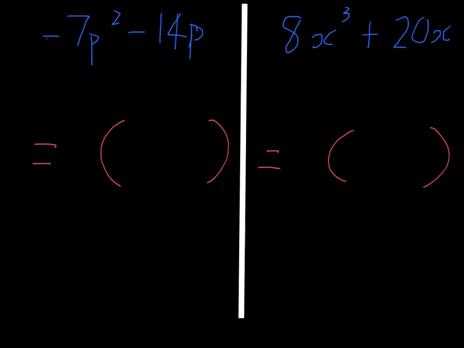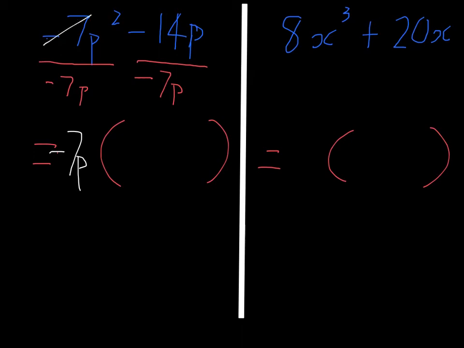So let's look at these two terms. We have negative 7p squared and negative 14p. So you know that 7 is a factor of both 7 and 14, but obviously it's negative in this case. So we can actually divide both of these terms by negative 7, but you should notice that you can also divide both of these terms by p. So the highest common factor in this case is negative 7p. So that's what's going to go outside the brackets.